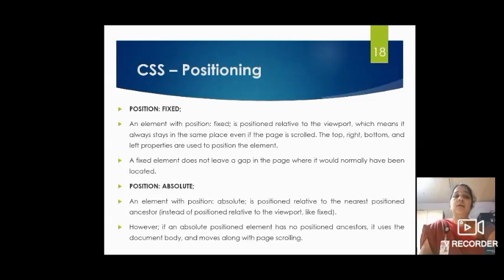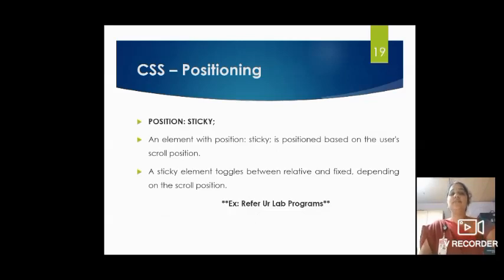The position is relative to a viewport, which means it always stays in the same place even if the page is scrolled. The top, right, bottom, and left properties are used with this element. And absolute position is relative to the nearest positioned ancestor. Instead of the position, we can use the viewport like the fixed type. However, if an absolute position element has no positioned ancestor, it uses the document body and moves along with the page's scrolling. Next one is sticky.